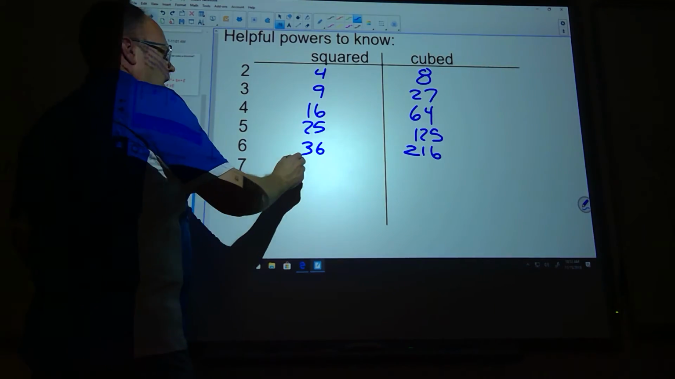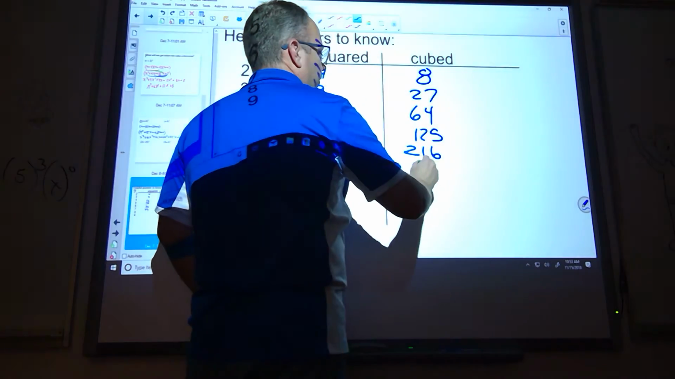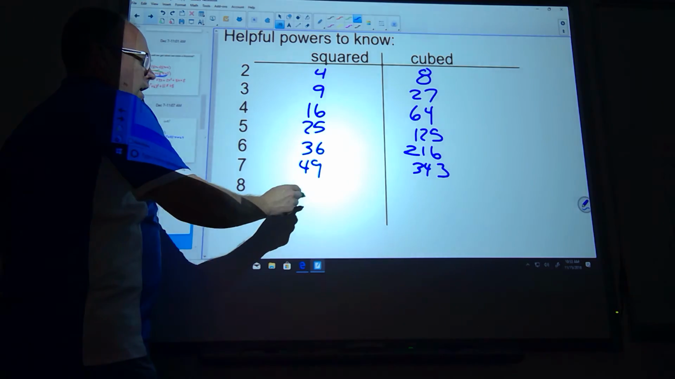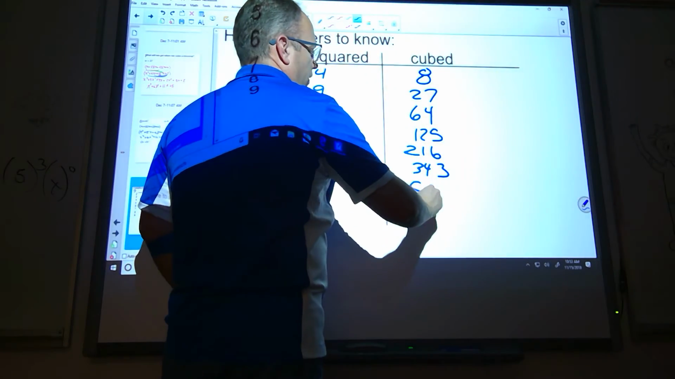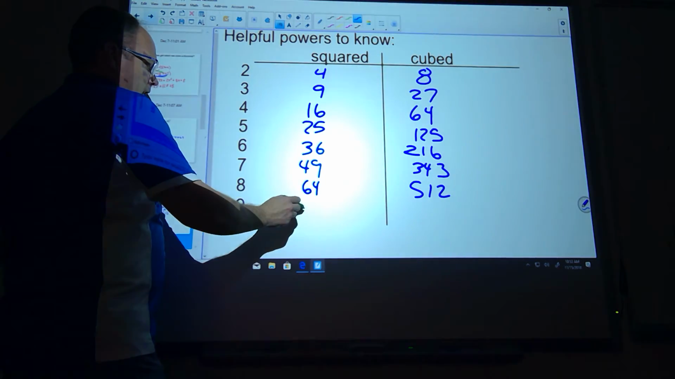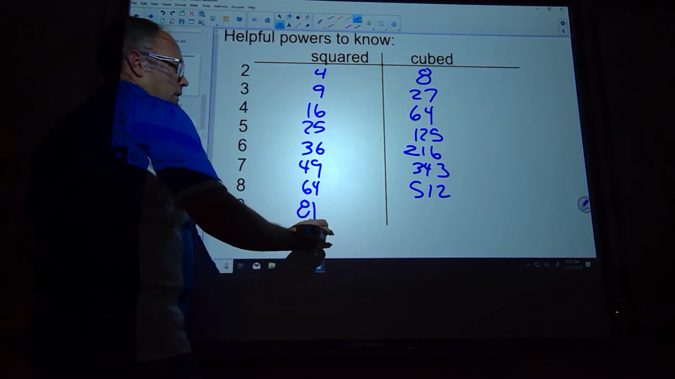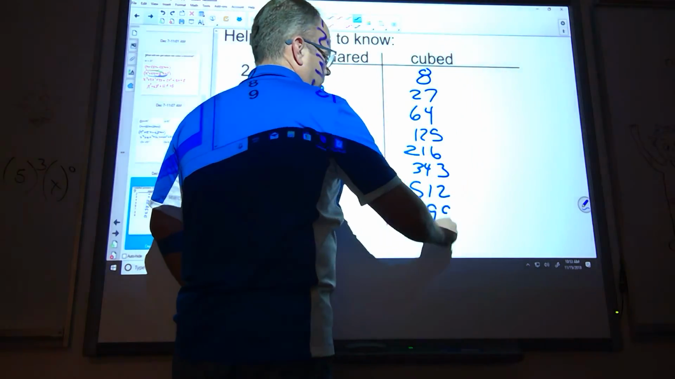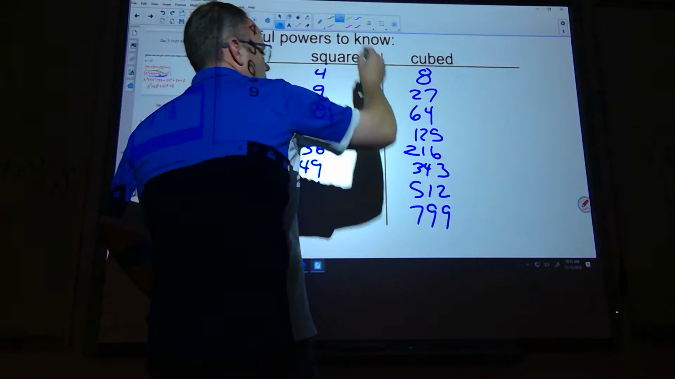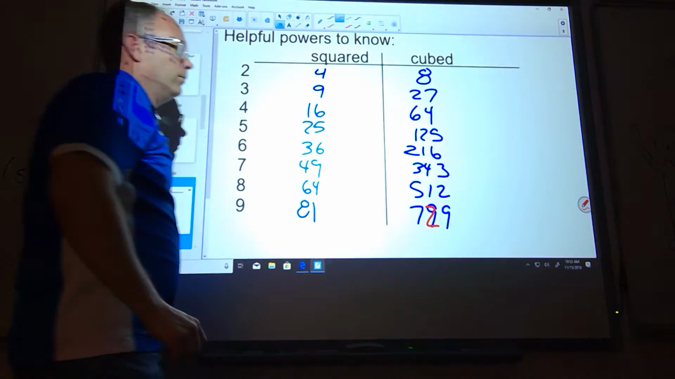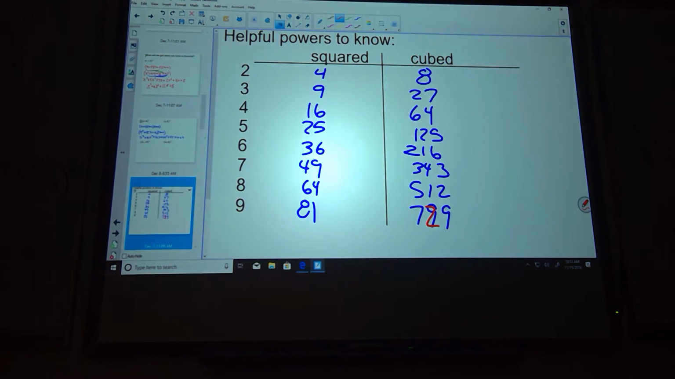And then it's 49 and 343. And 8 times 8 times 8, that's 64. So then that's 512. And then that's 81. So 729. 729, not 799. Sorry about that. It's a 2 right there. Good with that?